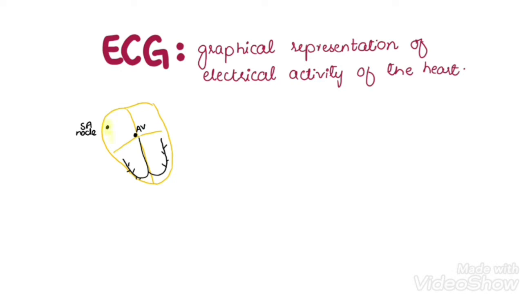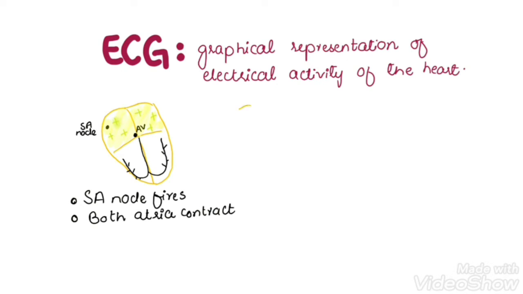When the SA node fires the signal, it spreads to the atria and the atrial mass is depolarized. This leads to the generation of an upward deflection or P wave in the ECG. Then this signal reaches the AV node. The AV node momentarily delays this impulse, and then it spreads to the ventricles, which are depolarizing.